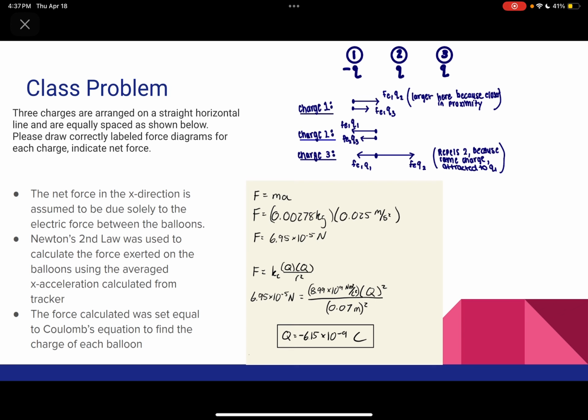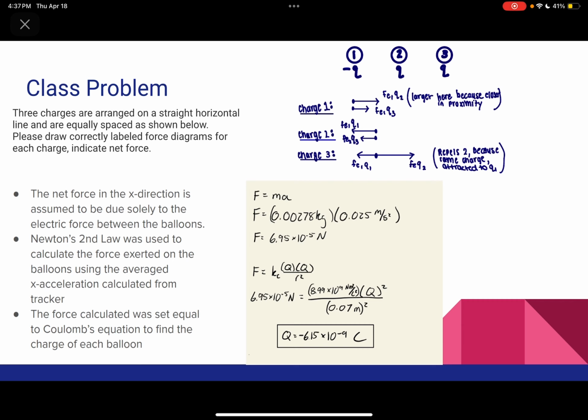We also found this in our formal lab 1 presentation, where we found the net force in the x direction due to an electric force between two balloons. In that situation, I rubbed two balloons on the floor to see the repulsion of that. To find that, we used Coulomb's law. We can similarly do that for an attraction, but for a repulsion, I found the mass, the acceleration, found force, and that was in coulombs. So that was negative 6.15 times 10 to the negative 9 coulombs.